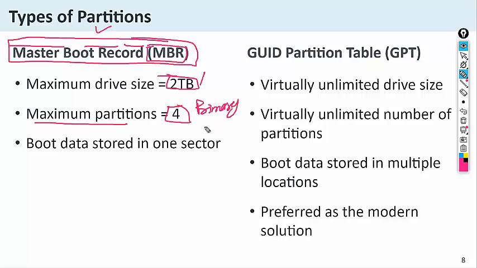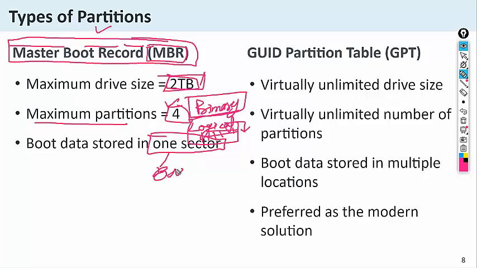Keep in mind there are two things, primary partition and logical partition. When you create a logical partition, you can create multiple partitions inside the logical one. But when you create primary partitions, it will support only 4 partitions and a maximum of 2 TB size for a single partition. Okay, and boot data is stored in one sector. This sector is known as the boot sector.